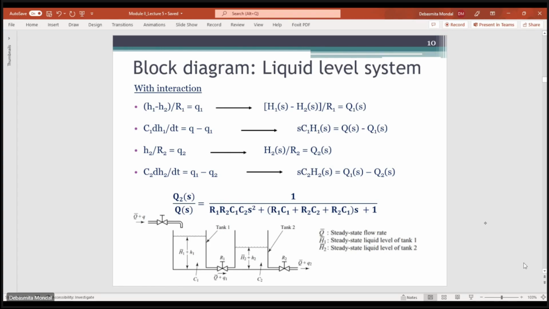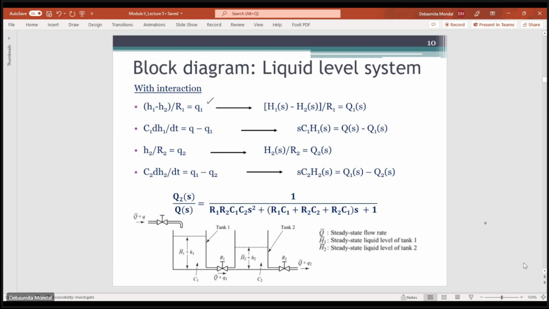let's say there is a change in the input inflowing liquid. That change is given by Q, and the changes in the flow rates are Q1 and Q2. The change in the water level in tank 1 is H1, and in tank 2 is H2. So H1 minus H2 divided by R1 gives the rate of flow of water through this valve. Similarly, for this one, H2 minus 0 divided by R2 gives the flow rate through this valve, which is equal to Q2.